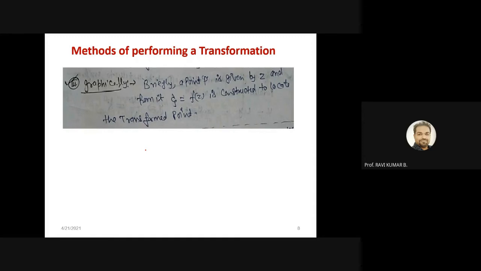Next, the last one is the graphical method. The graphical method is similar to the simple transformation. Here a point is given by z. From this, we can form the transformation function zeta, that is a function of z, to locate the point. Any point is given by x and y. From that, we can find out zeta as a function of z. So one equation we can get, and from this equation we can find the coordinates of xi and eta. Once we know xi and eta, we can locate the similar point on the transformed plane.